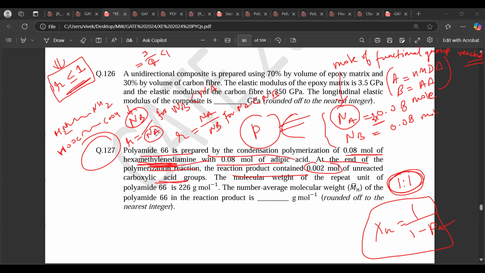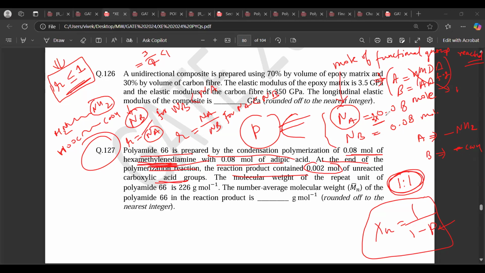Functional group A, where this is my HMDA, no? HMDA functional groups is my A, and the diacid functional group is my B. Let me write more carefully. This is wrong. A represents the NH2 functional group, and B represents the COOH functional group. This is more accurate, but I'm writing in terms of this so that I can correlate all the data that is given, right? Okay, that is the one thing that you have to remember.